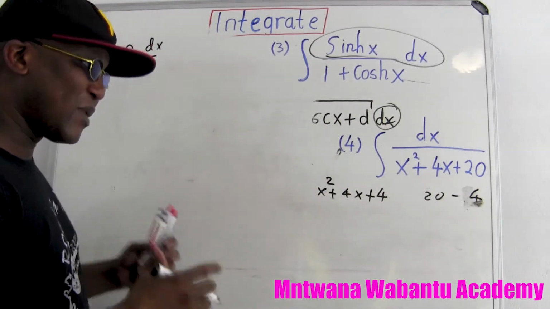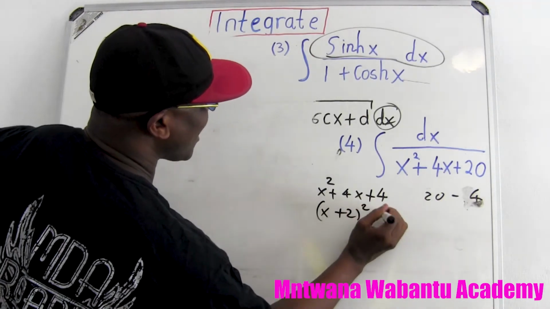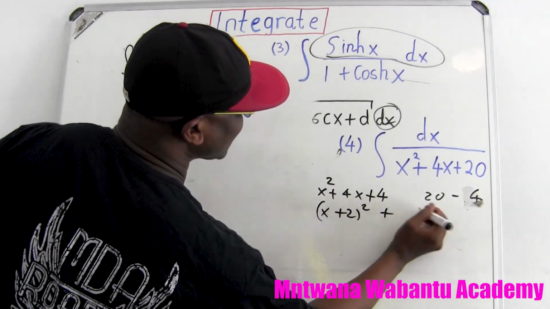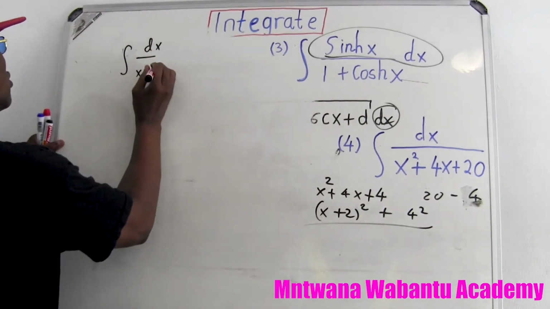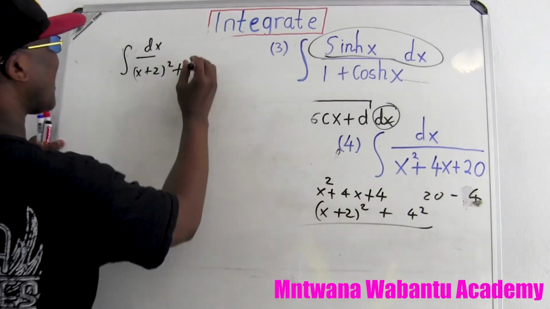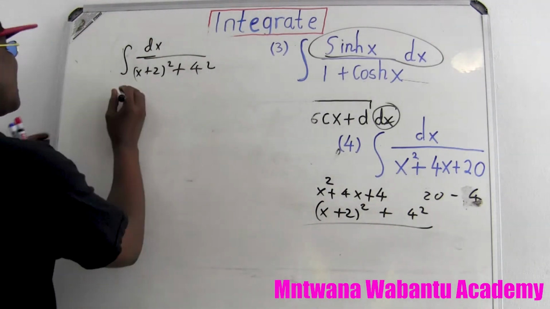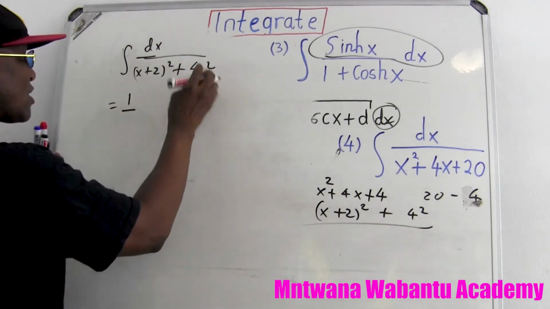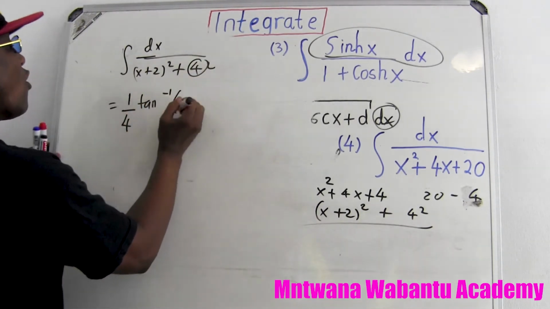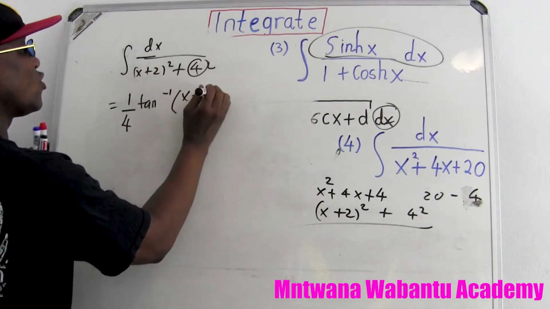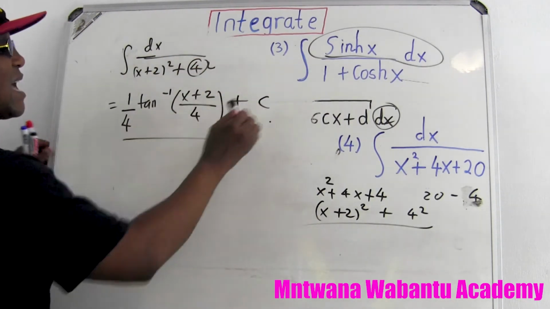I believe you know how to complete the square. So then we say this is going to be (x plus 2) squared, by completing the square, plus 16. So 16 is like 4 squared. So now instead of that, I'm going to place (x plus 2) squared and then plus 4 squared. So this is tan substitution. So I'm going to say 1 over a. What is a? This value, which is going to be 4. And then tan inverse of this value, which is x plus 2, over this number here, and then plus c. This is tan substitution.